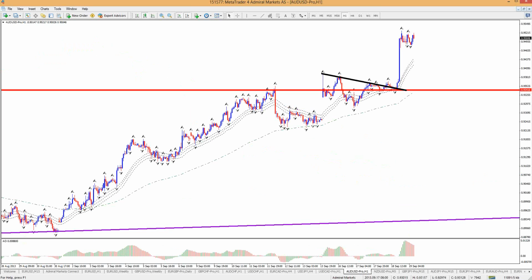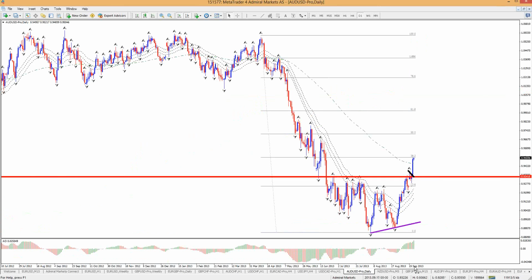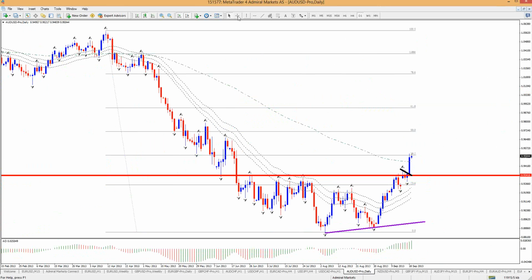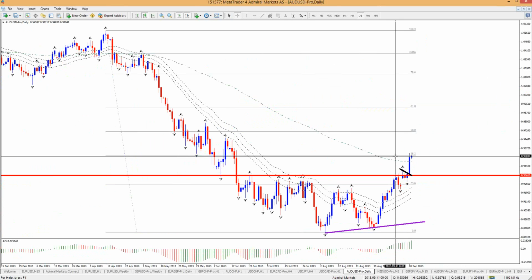Aussie dollar. Someone wrote about the Aussie dollar. Let me take a look at what the comments were. Oh, Dustin was saying that the biggest jump was on the Aussie dollar. The pound dollar had 250 pips. I didn't measure the Aussie dollar yet. Let me take a look. Also 200 pips.